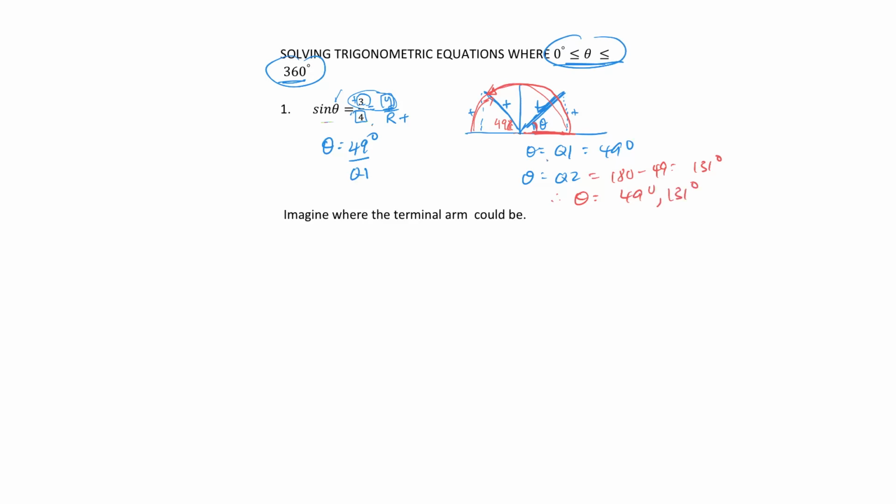So it's very important that you imagine in all your trig equations where the terminal arms could be. Because sometimes you can get 1 answer, 2 answers, or 3 answers depending on what the ratios are.